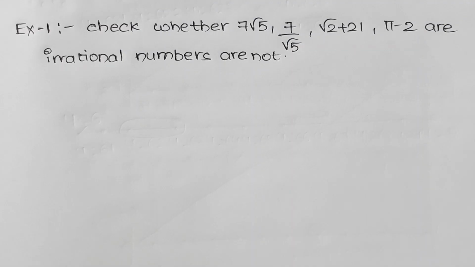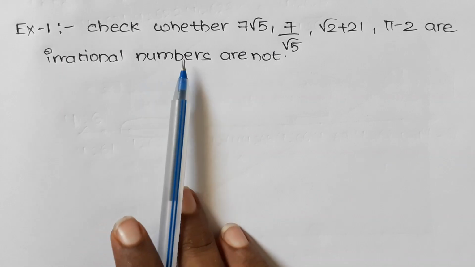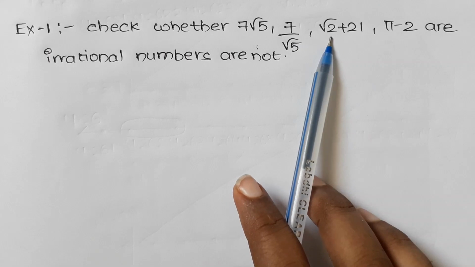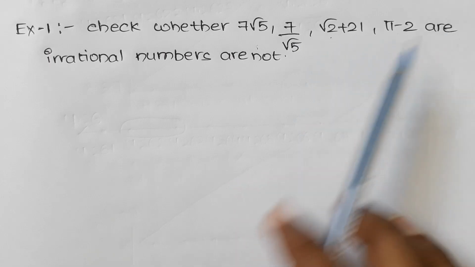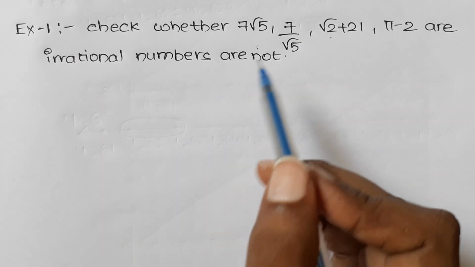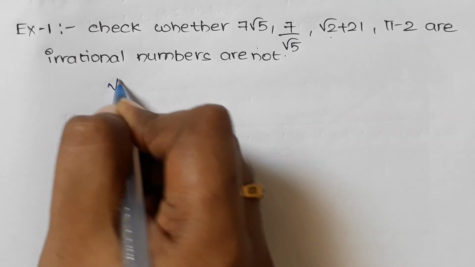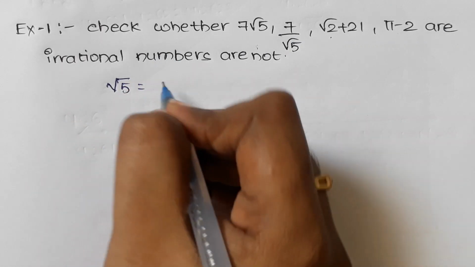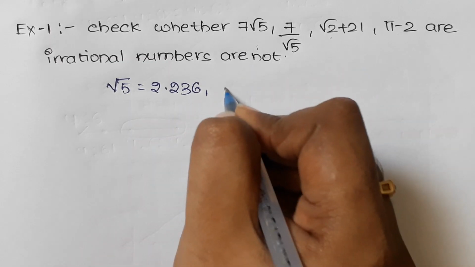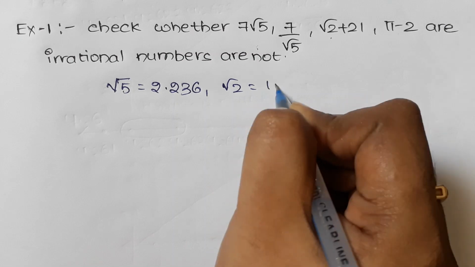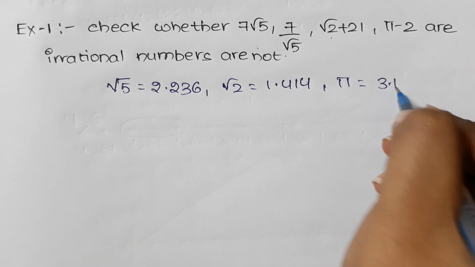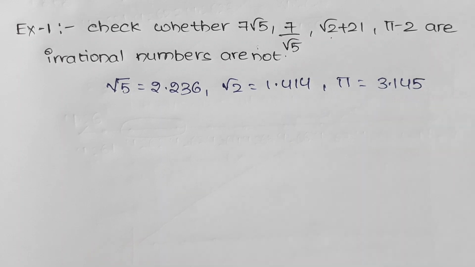Here is one example: check whether 7 root 5, 7 by root 5, root 2 plus 21 and pi minus 2 are irrational numbers or not. Here we know the value of root 5 is 2.236, root 2 is 1.414, and pi is 3.145.